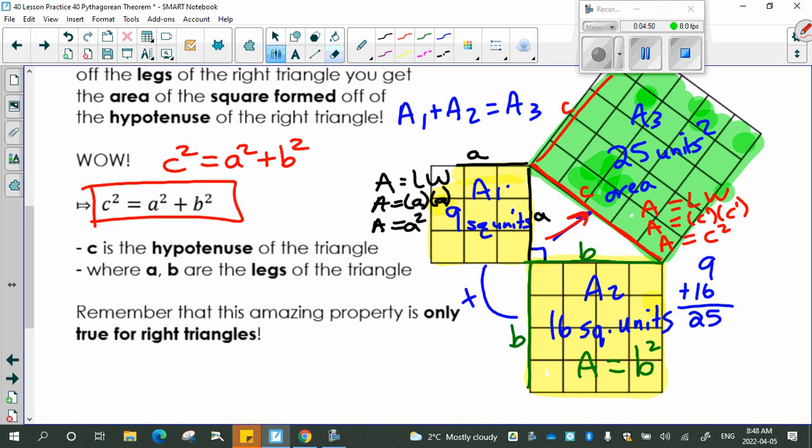So it all had to do with areas, but we end up using it to find side lengths mostly, not areas. C is the hypotenuse of the triangle, A and B are the legs of the triangle. Remember, this one that's on its own side always has to be the hypotenuse, the longest side. Remember that this amazing property only works for right angle triangles. So you can't just use it on any triangle, it has to have a right angle.